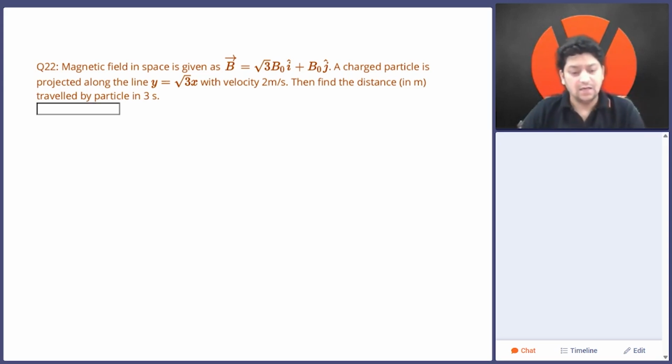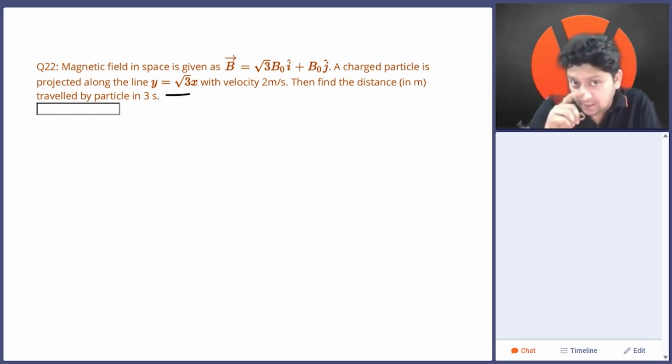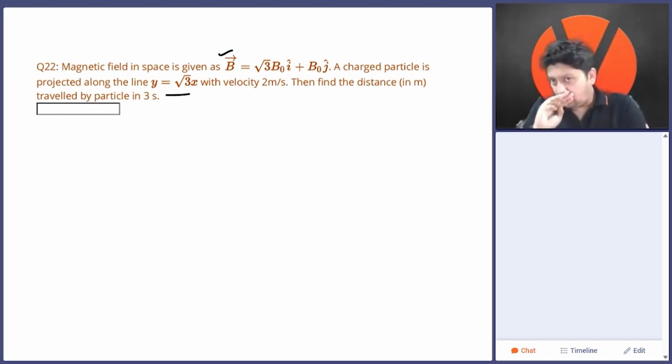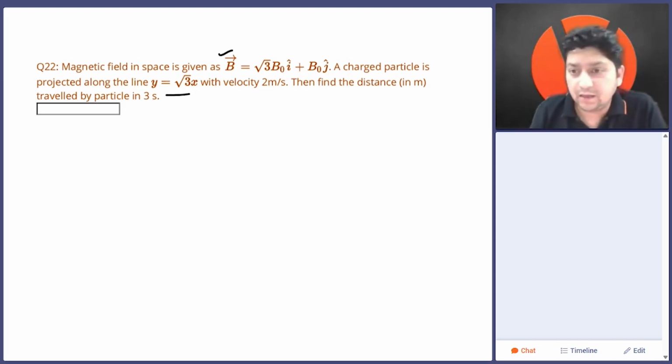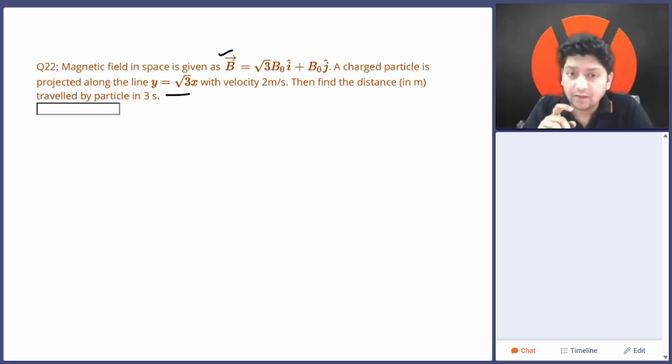A magnetic field in space is given as this. A charged particle is projected along the line this with a velocity of 2 meters per second. Then find the distance traveled by the particle in 3 seconds. Now, guys, it's a very simple scenario. The particle's velocity is in the xy plane, as we can see, and the magnetic field also will be in the xy plane.